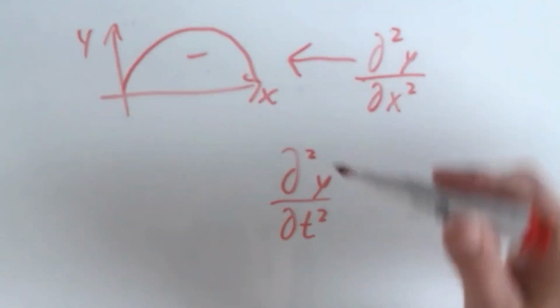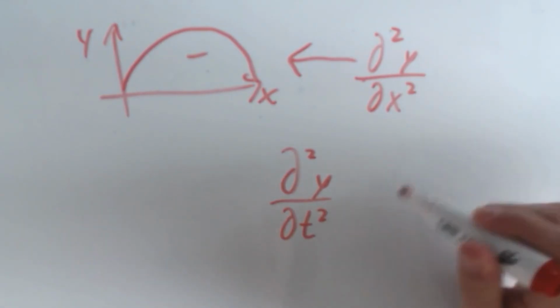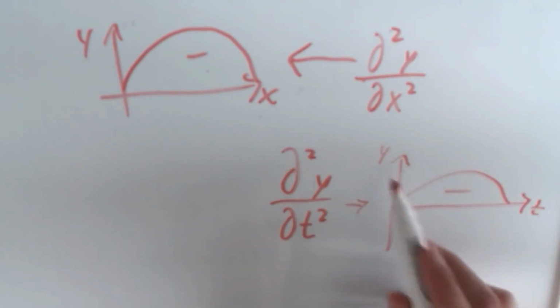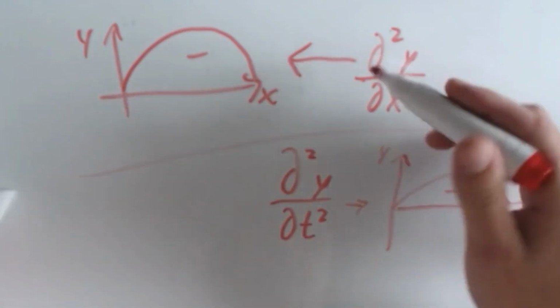Now this one is negative, but this doesn't have a t. Where's a t at? There's no t in this picture. So you have to use this one with a different graph. It looks like this. Now this is a negative second derivative of y with respect to t. And these are 2 separate things. You have to do them separately.